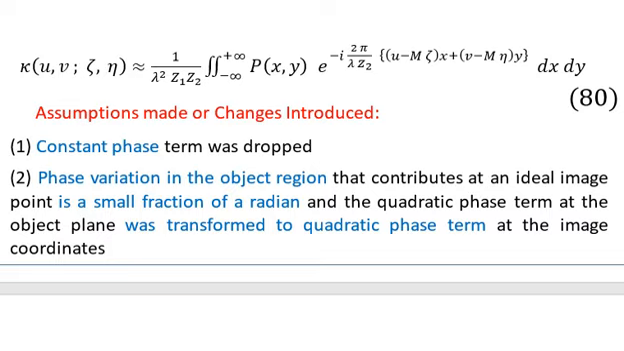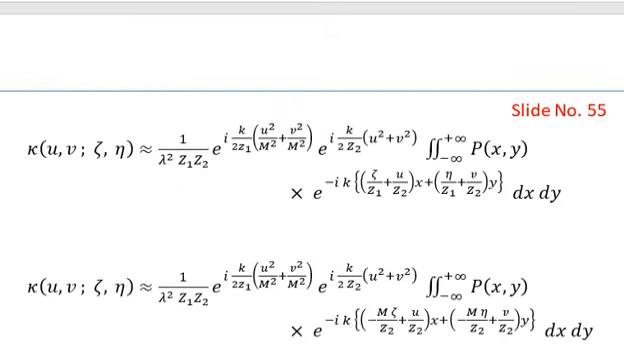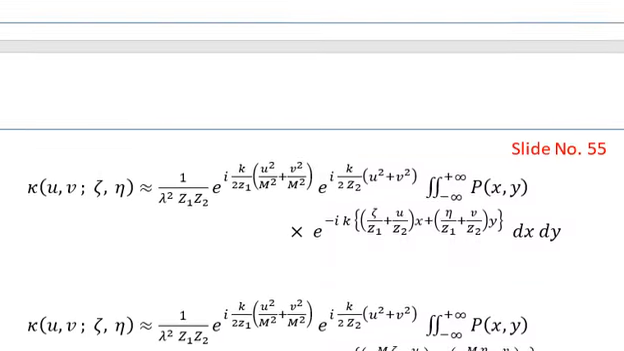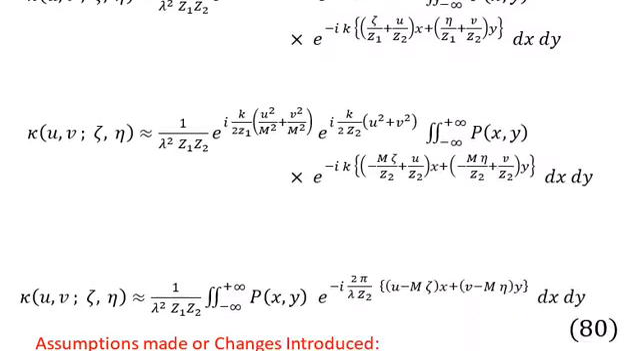Number 1, the constant phase term was dropped. For example, this constant phase term e to the power iota k within the z1 plus z2 has been dropped, and you know that this was constant, so we have dropped that one.